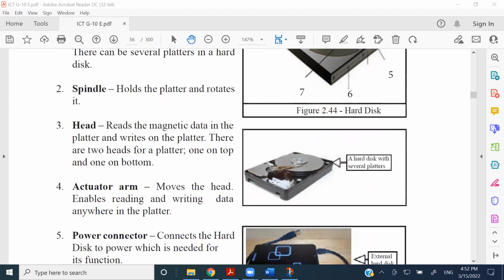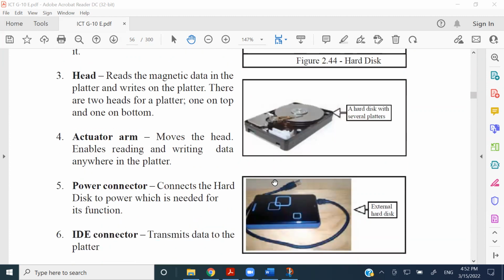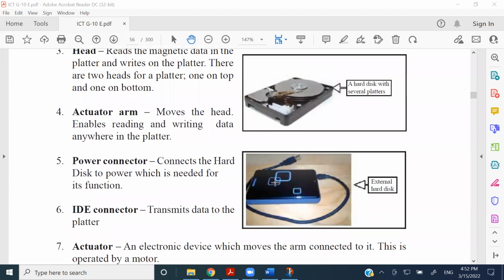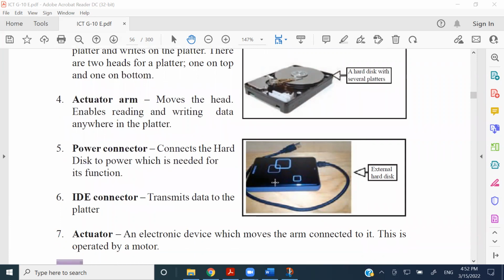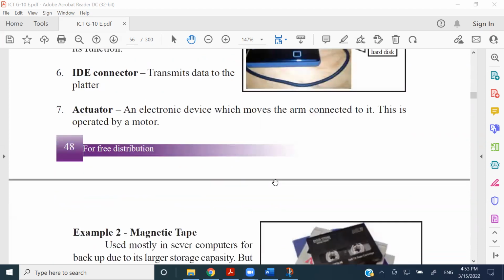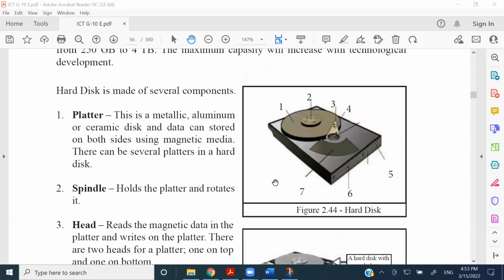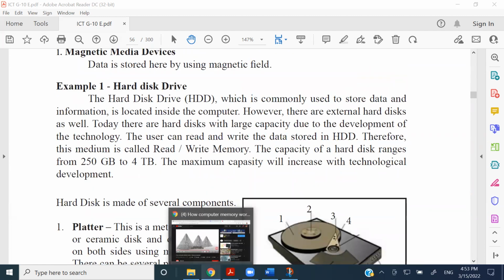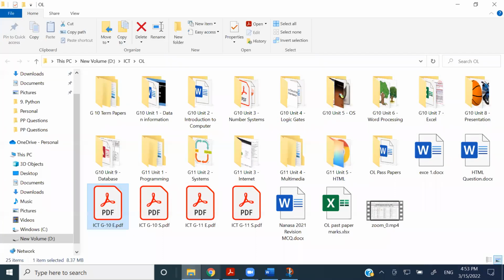It is used to move the head from left to right. The power connector gives power to the hard disk, and the IDE connector, now called a SATA connector, helps take the data into the hard disk and from the hard disk to other places. And the actuator moves the arm connected to it. You can have a clear idea once you watch this video, so let me get the link.